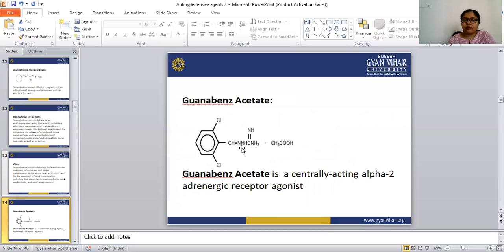Next drug is guanabenz acetate. These are all drugs coming under the category of antihypertensive drugs, so we are studying antihypertensive drugs. Guanabenz acetate is another antihypertensive agent, and this is the structure of guanabenz acetate.